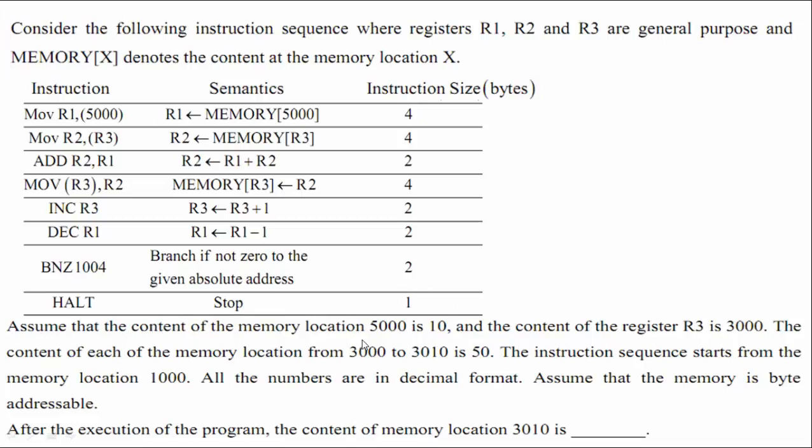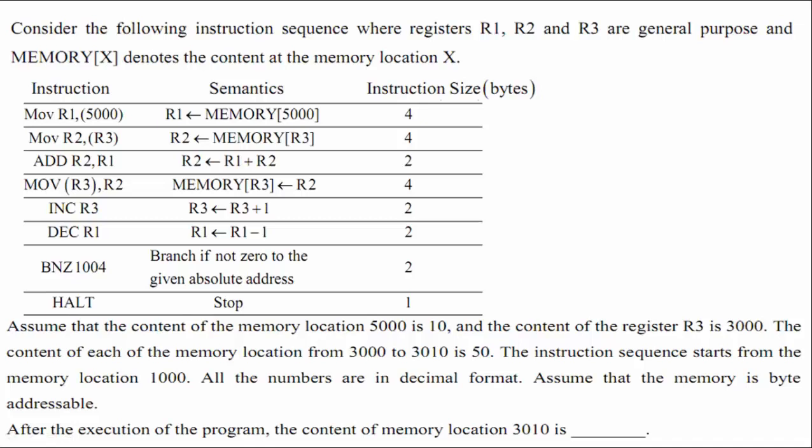Assume that the content of the memory location 5000 is 10 and the content of register R3 is equal to 3000. The content of each memory location from 3000 to 3010 is 50. The instruction sequence starts from the memory location 1000. All the numbers are in decimal format. Assume that the memory is byte addressable. After the execution of the program, the content of the memory location 3010 is what? This is the question.